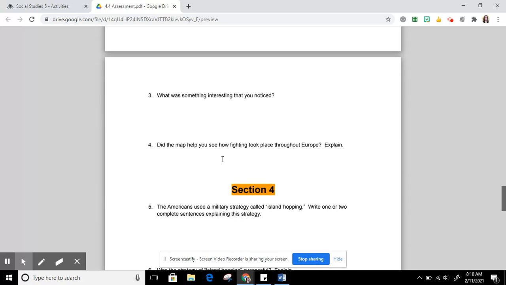Number 4, did the map help you see how fighting took place throughout Europe? Explain. So this map in the video should show you how fighting took place. So this answer I would say would be yes, the map did help me see how fighting took place throughout Europe because, make sure you explain.